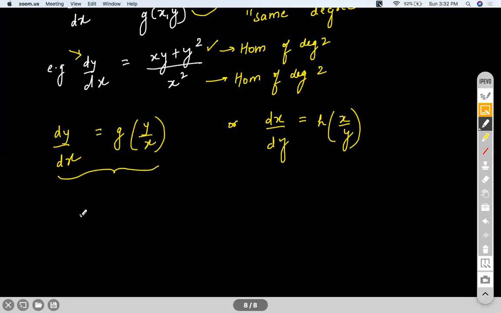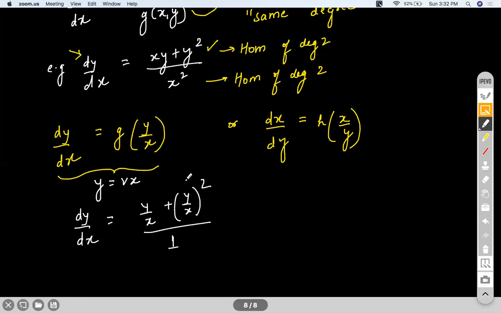So when you divide both sides by x square in the numerator and denominator, you end up getting y by x plus y by x the whole square by x square, which is actually 1. Okay, now what do I do after this? In this case, we make use of the substitution y is equal to vx and try to proceed with the problem to convert it to a variable separable form. In the other case, we make the substitution x is equal to vy, and try to again convert this expression into a variable separable form. Let me show you on an example.